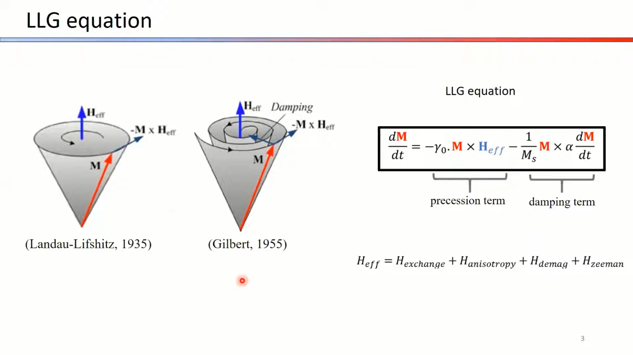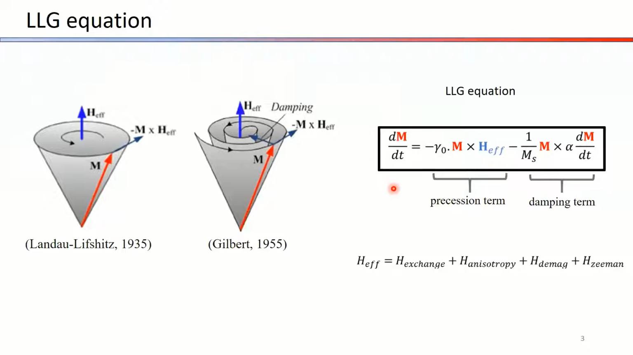So in 1955, Gilbert completed the equation by adding the damping. When we apply the effective field here, the magnetization will experience the torque, and in time it will align with the effective field. So we need the damping here. This is very important. So this is the Landau-Lifshitz-Gilbert equation.